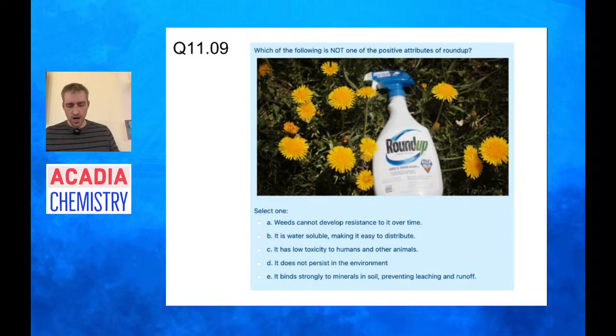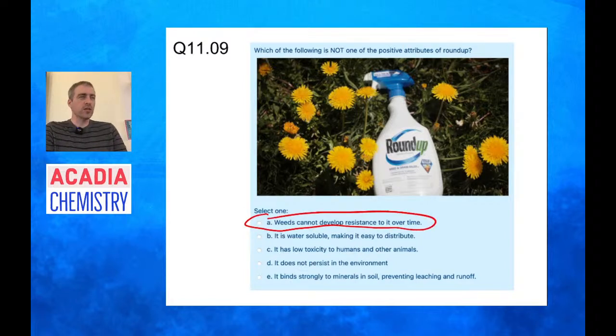Which of the following is not one of the positive attributes of Roundup? And the answer here is A. Weeds actually are developing resistance to Roundup. So, you know, Roundup has some good factors to it, but plants are developing that have evolved some resistance.